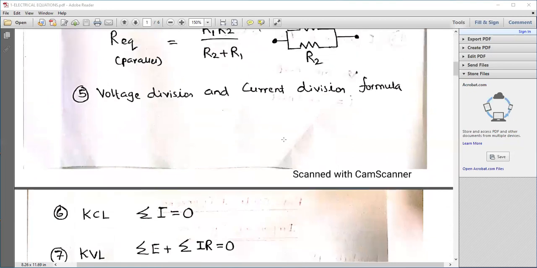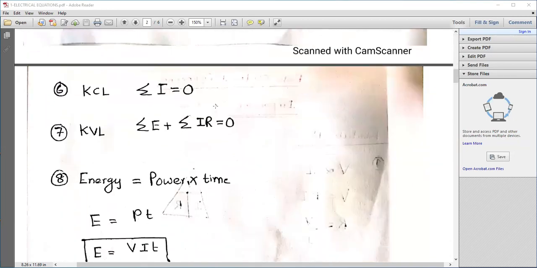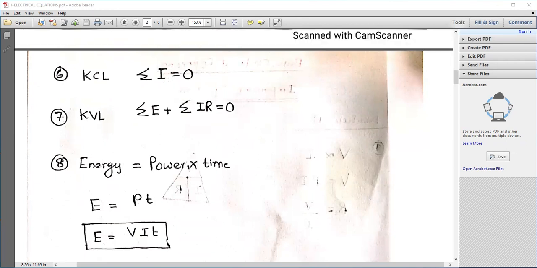Voltage and current division formulas are very, very important. And you need to apply KCL and KVL. How to apply KCL and KVL? Summation of I is equal to 0 in KCL. Summation of back EMF plus voltage drop is equal to 0 in case of a closed loop, by considering KVL.